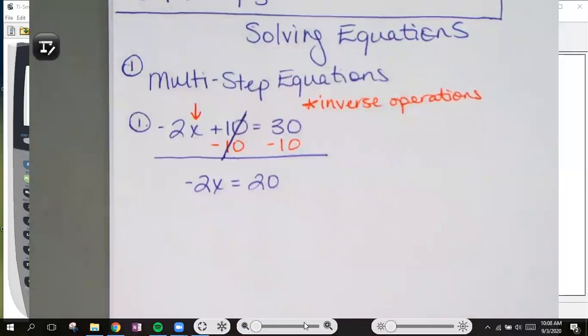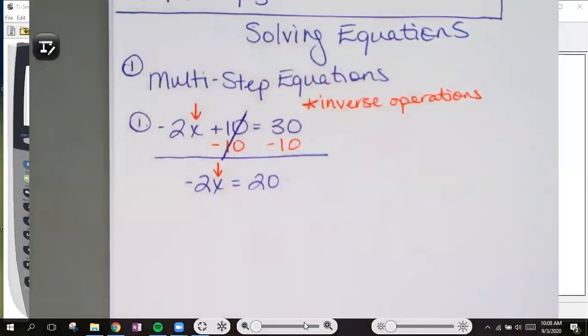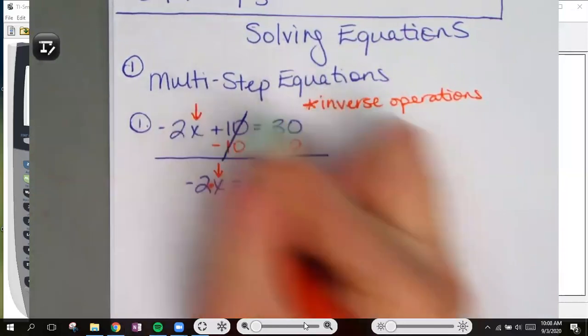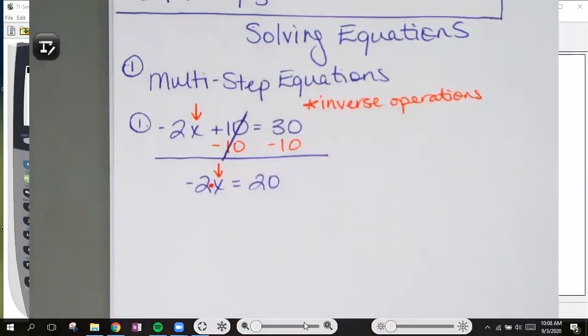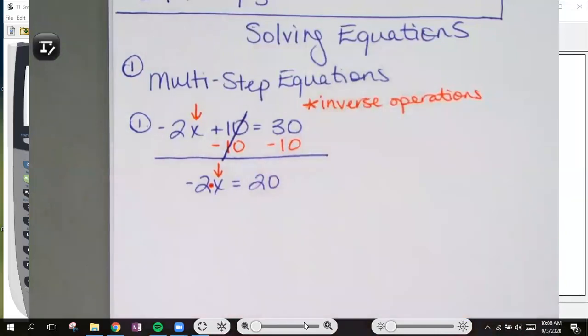Okay, again, our goal, like I said from the beginning, is to get this x by itself. Is it by itself yet? No. Right now, I have -2 times x. So in order to get that -2 and put it on the other side of the equation, once again, I have to do its inverse. Inverse is not to be confused with opposite.